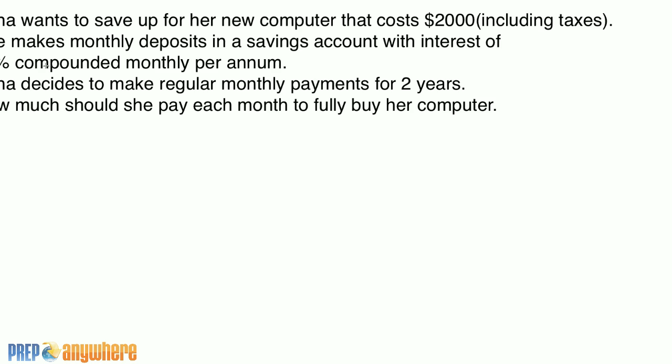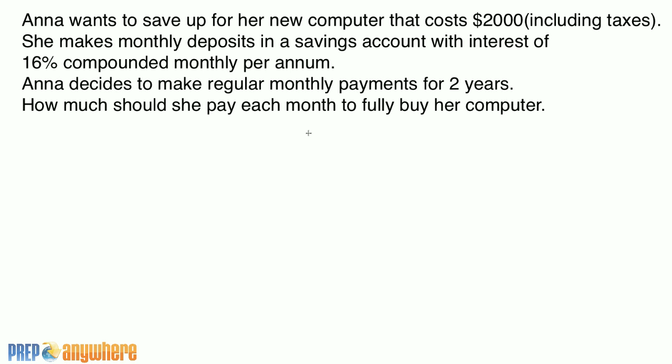So look, you want to save up $2,000 and you want to do that within 2 years. Instead of just saving up in your piggy bank, you put it in a bank that gives you some interest. And the interest is really high, 16%. Definitely you want to put it in there instead of just having it to yourself.